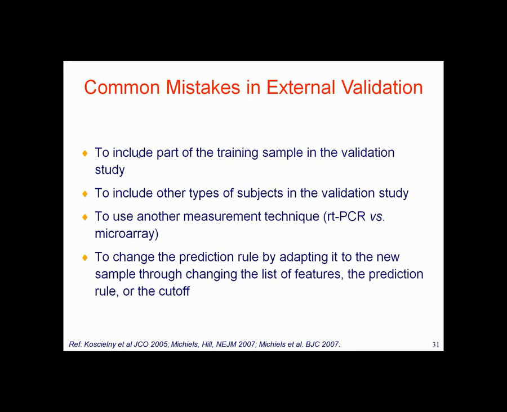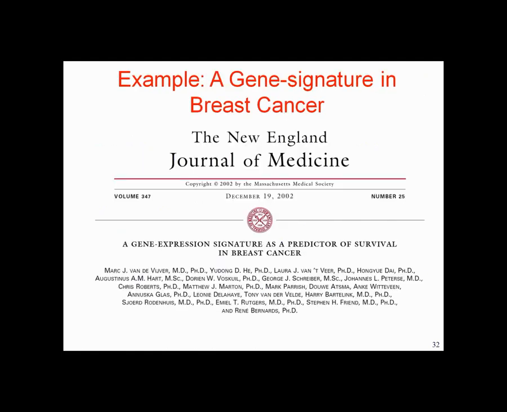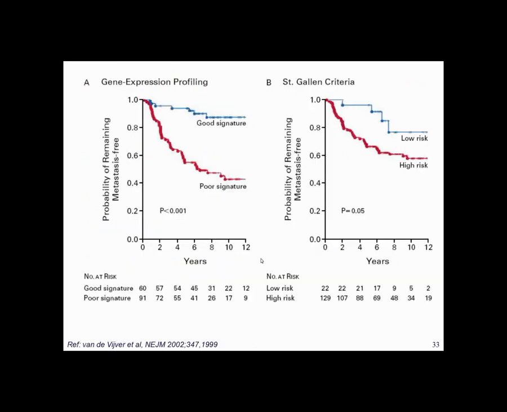And one might say that this seems like a pretty obvious mistake, but you can see this happening over and over again. This is an example of a famous gene signature in breast cancer, published in the New England Journal of Medicine, one of the top journals in medicine. There was a gene expression signature developed for a prediction of survival in breast cancer. Essentially, they developed a signature based on about 70 genes, and you can see here the probability of remaining metastasis-free as a function of years for the group with a good signature in blue and a poor signature in red, and clearly there's a huge difference.